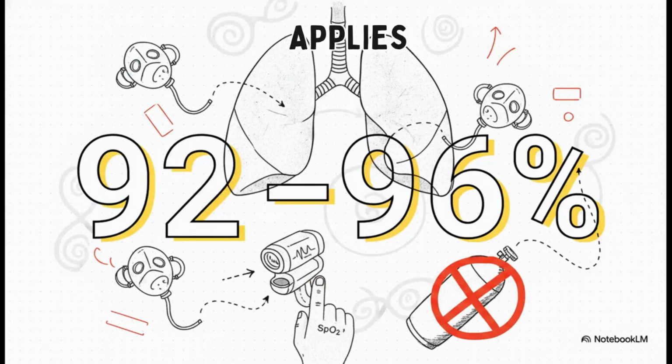Precision medicine also applies perfectly to how we handle supportive care. Keep this number locked in your head, 92 to 96%. The latest guidelines mandate that oxygen administration needs to be strictly protocolized. You only give oxygen if that SpO2 drops below 92%, and your target is exactly 92 to 96%. Why so strict? Because giving excess oxygen can worsen hyperoxia and mess up the ventilation-perfusion match. It is definitely not a benign, harmless therapy.